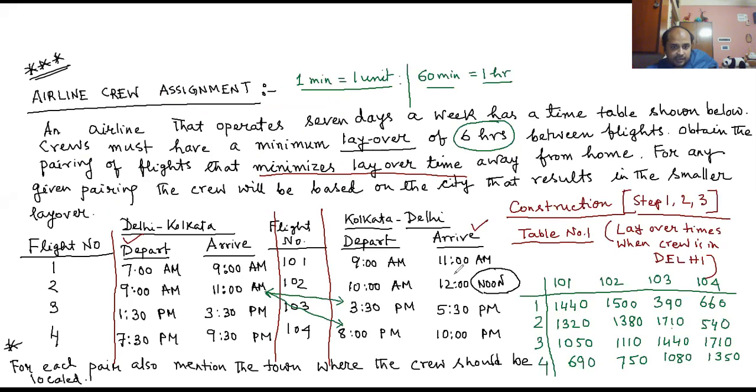You connect. Next is how much? 5:30 p.m. with 7 a.m. 5:30 p.m. with 9 a.m. 5:30 p.m. with 1:30. 5:30 p.m. with 7:30.